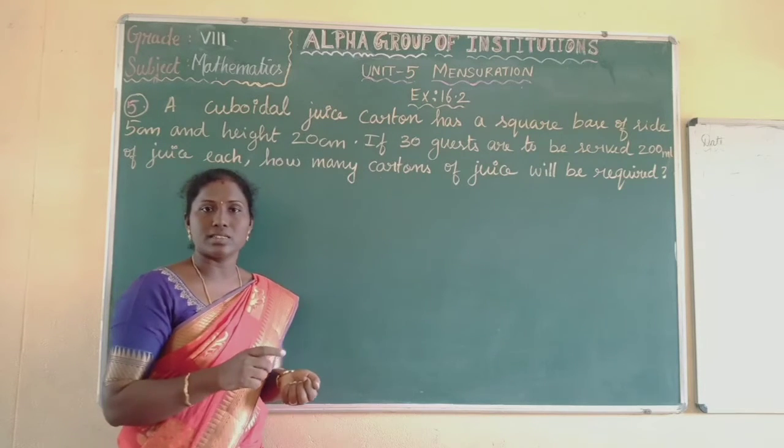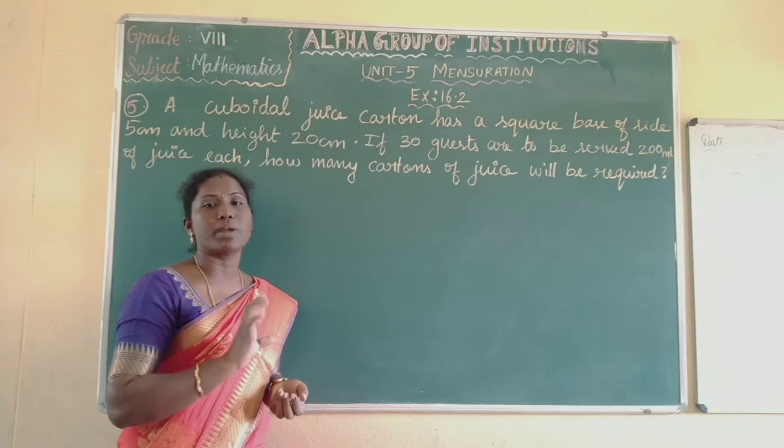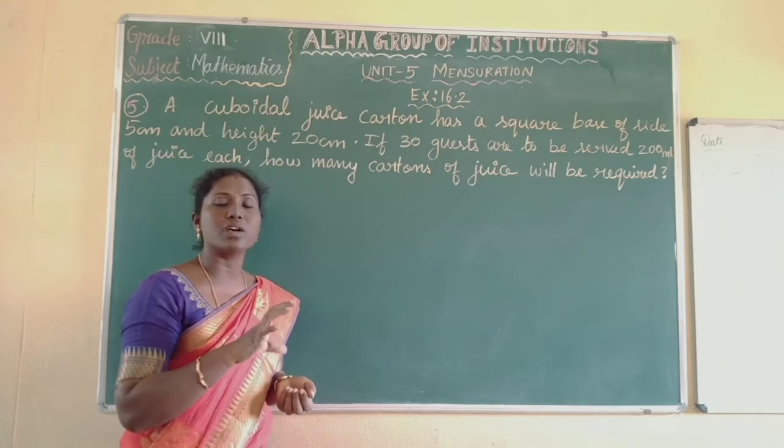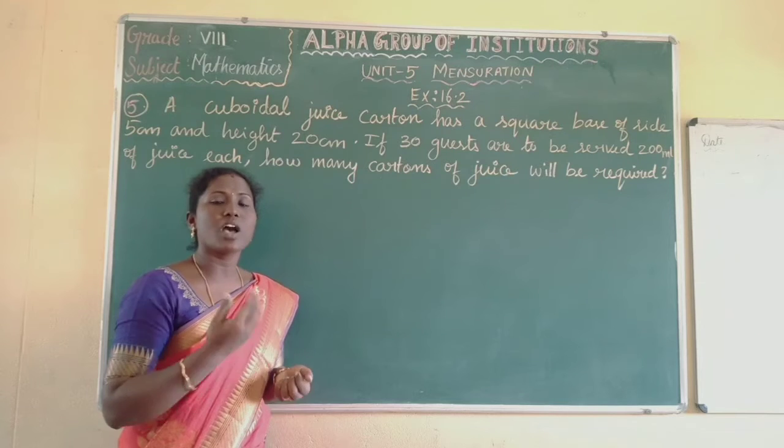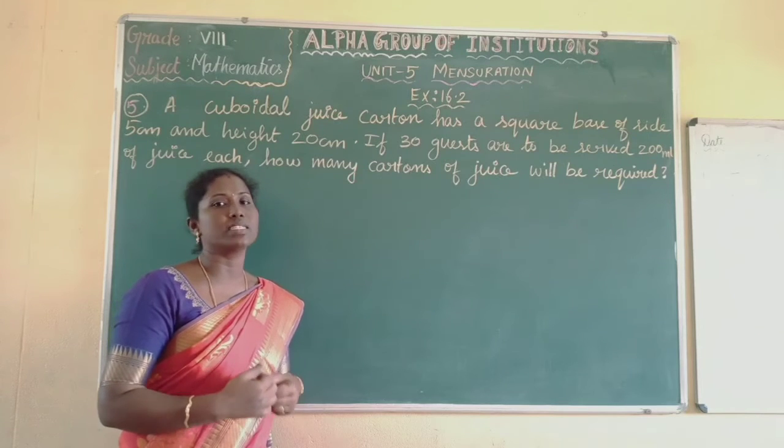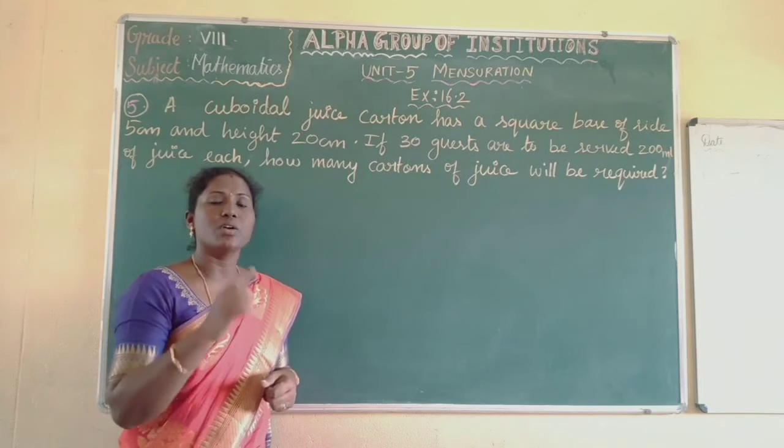There are 30 persons who have to be served with 200 ml of juice. For each person we have to serve 200 ml. That means how many juice cartons are required? That is the question here. Okay. First, how to find it?